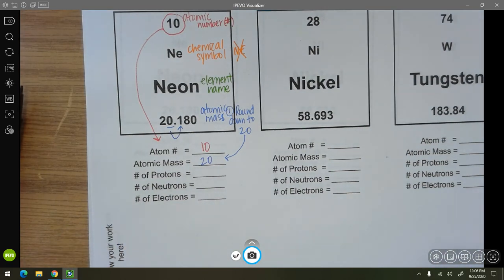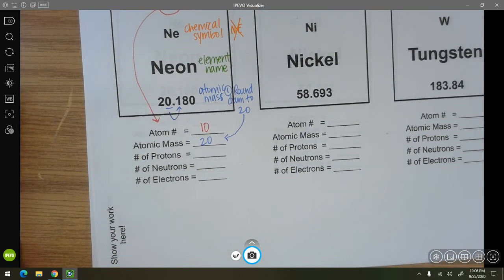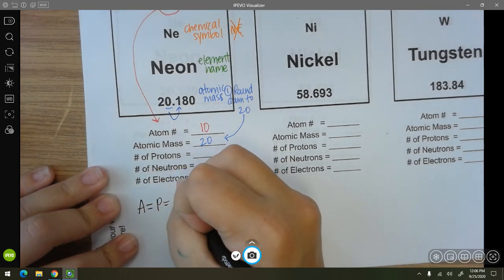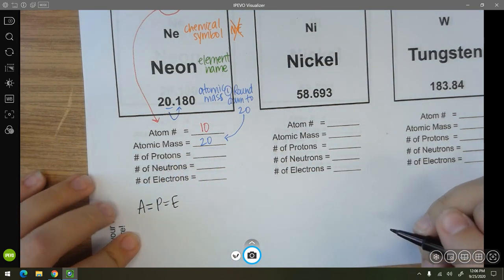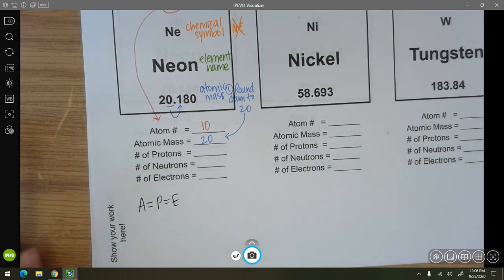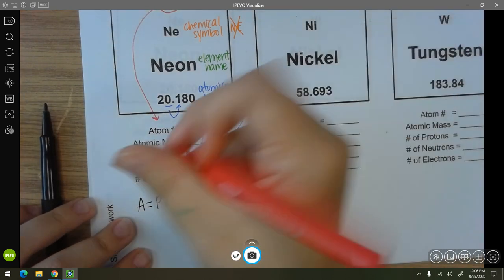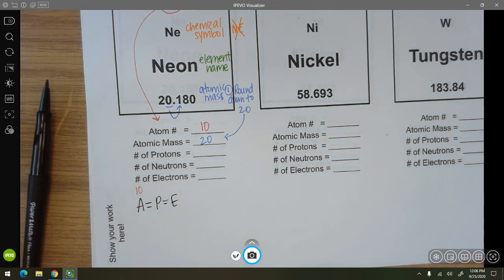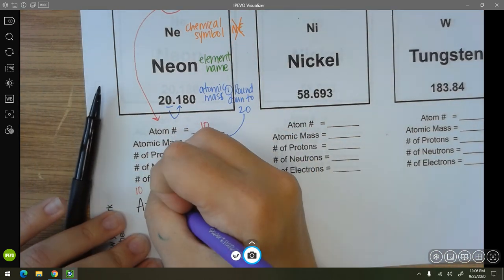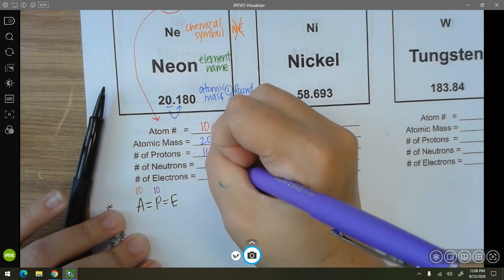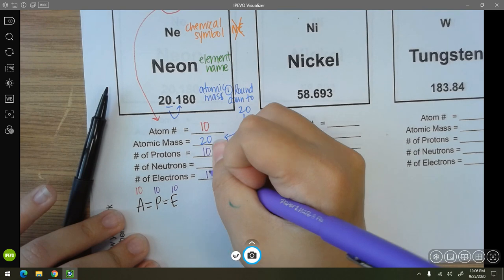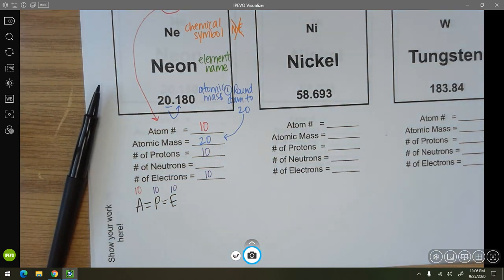So now we need to think about APE man. So if I remember, A equals P equals E for APE. So the atomic number, what did we say? It was 10, which means that our number of protons is also going to be 10, and I can put it there and here. And our number of electrons is going to be 10. So make sure you're writing the electrons and the protons.